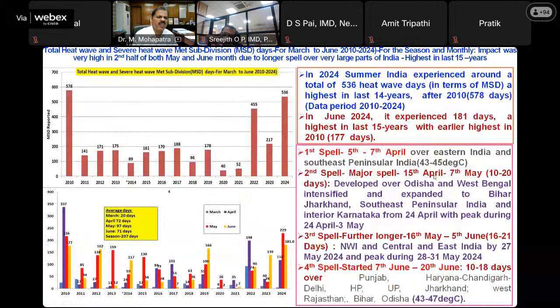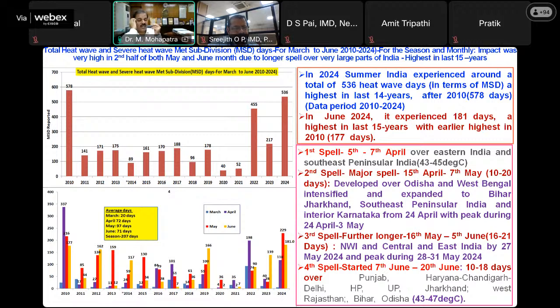Now let us look at what happened if I compare the different years, 2010 onwards. If I compare the number of heat wave days and the number of met subdivisions taken together, you find that in 2010 the number was 578. 578 met subdivision days of heat wave we realized in 2010, and in 2024 it was 536.